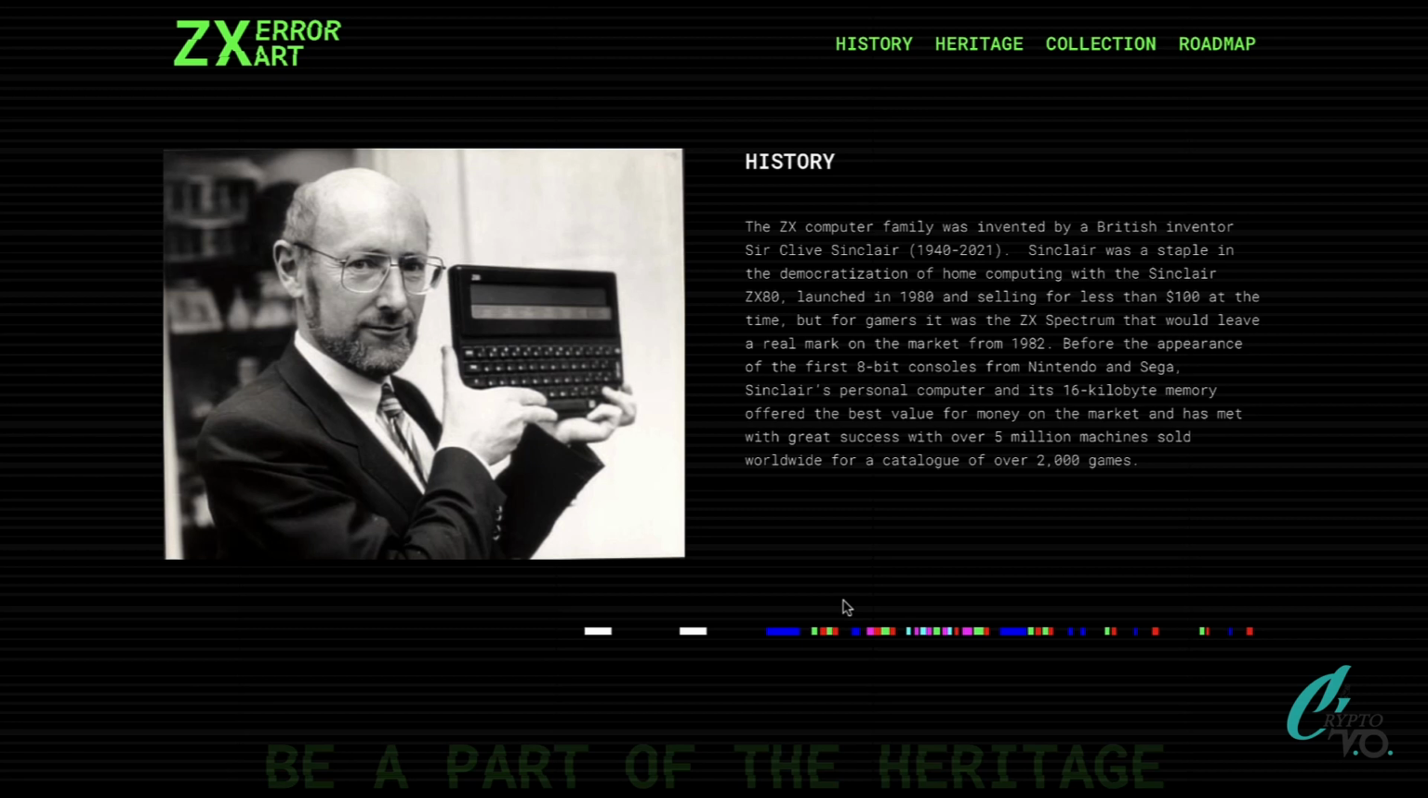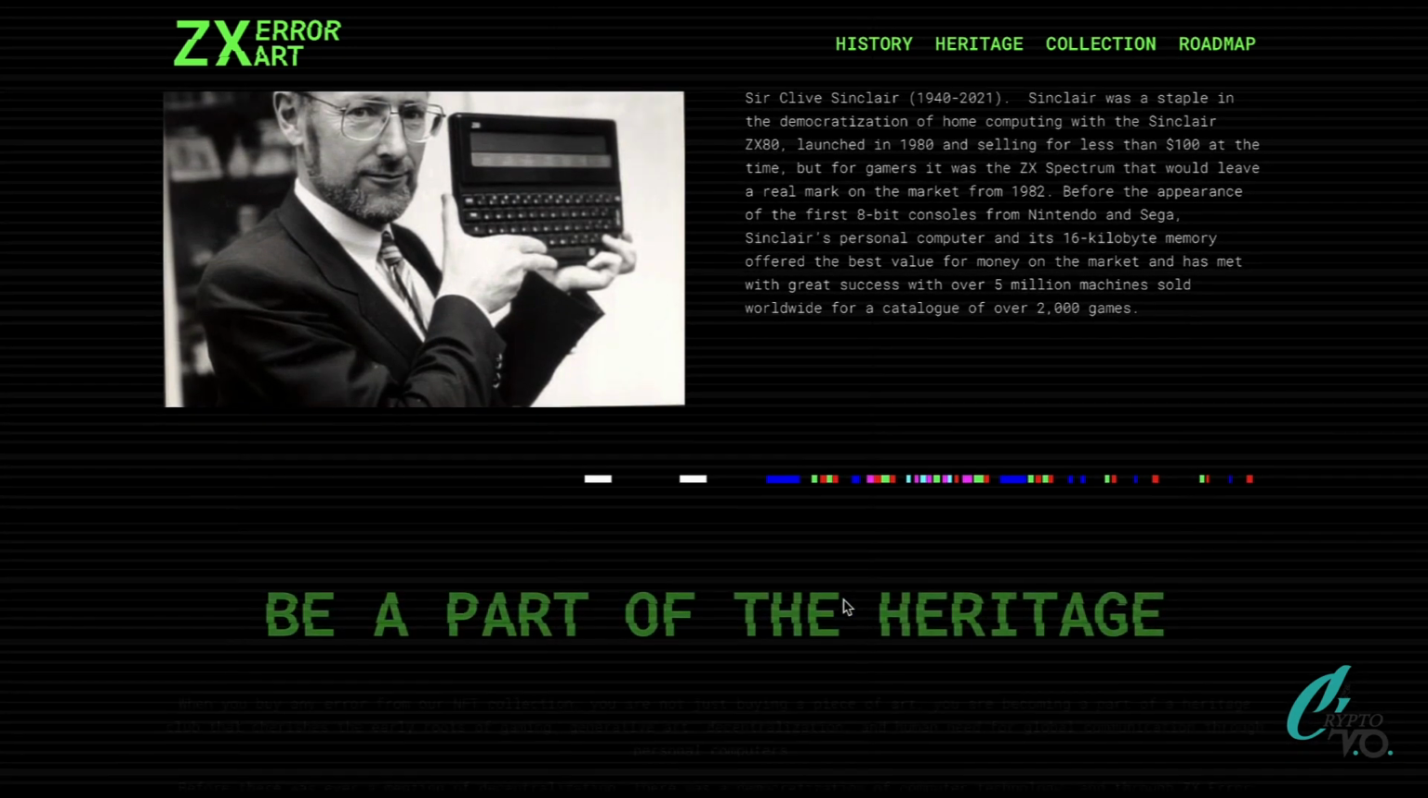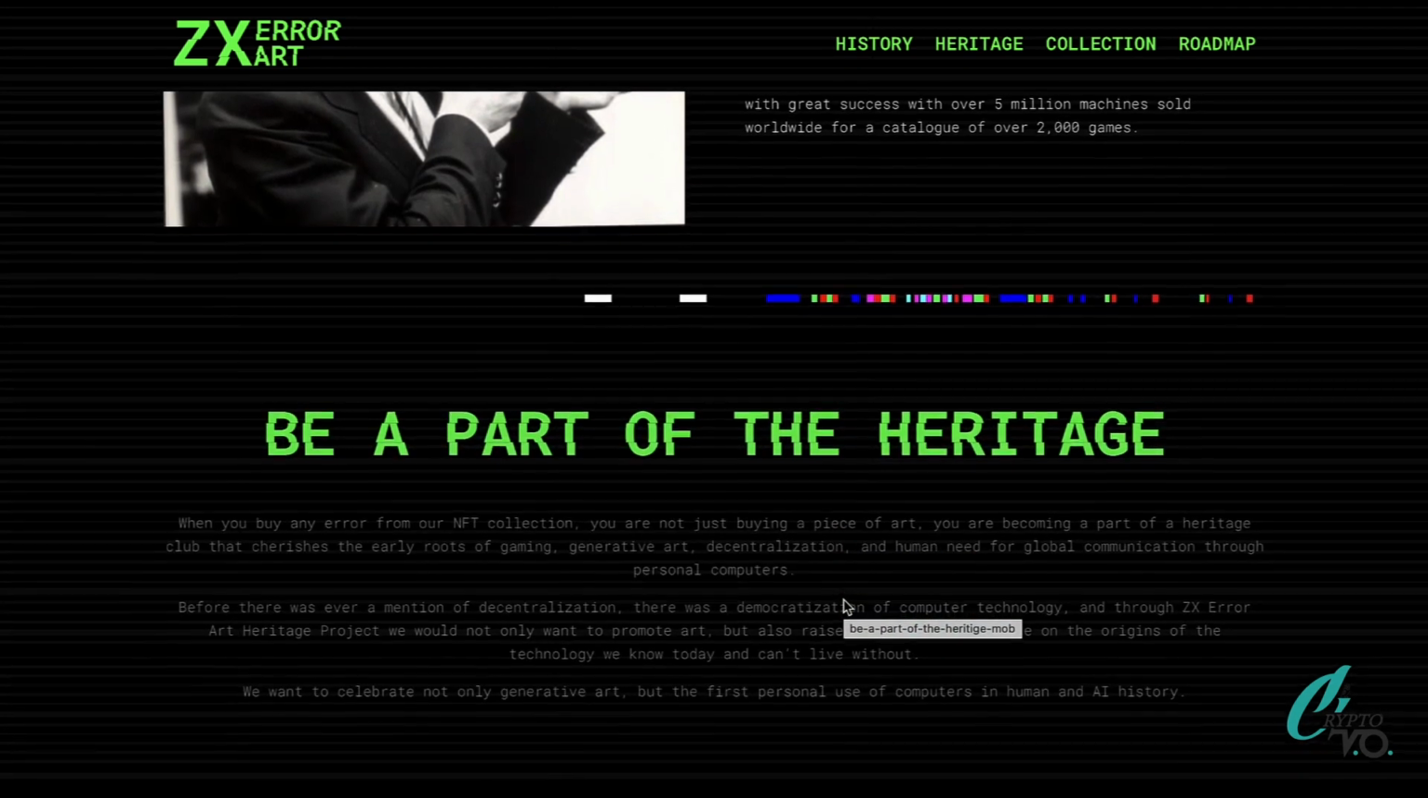But for gamers, it was the ZX Spectrum that would leave a real mark on the market from 1982. Before the appearance of the first 8-bit consoles from Nintendo, Sega, and all those other ones that we grew up with, Sinclair's personal computer and its 16 kilobyte memory offered the best value for money on the market and met great success with over 5 million machines sold worldwide for a catalog of over 2,000 games. So it's quite impressive. It's pretty crazy how obviously things have changed and those markets have grown so much more.